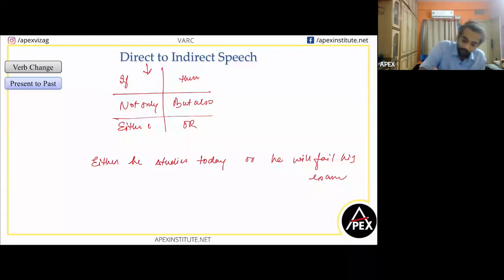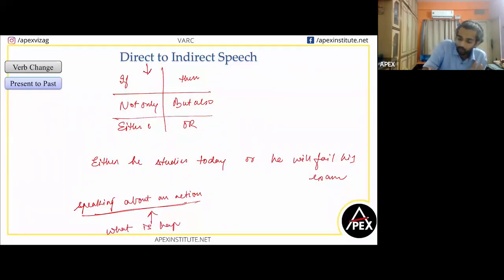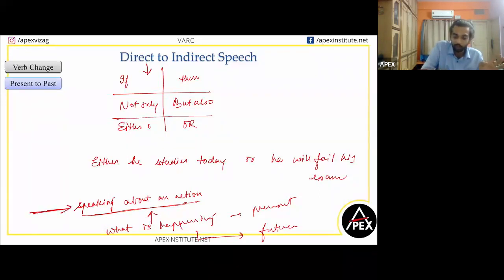So whenever you are speaking about an action, what all is happening then? What all is happening at that time is present. If something will happen, it is future. So always remember this one point.